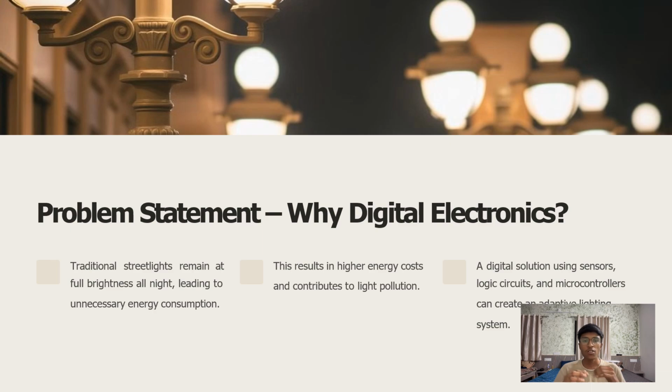There must be a question in your mind: why have I used digital electronics, and what is the main problem that lies in traditional street lights? First of all, traditional street lights remain at full brightness all night, and this leads to unnecessary energy consumption as well as large light pollution. To solve this problem, I have made smart street lights that respond automatically and work only when needed. They can also adjust their brightness as per the requirement, and this solves our problem of large energy consumption and reduces light pollution.